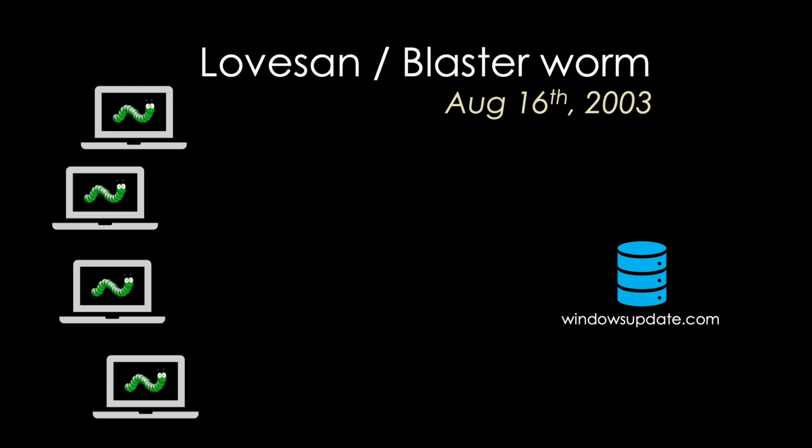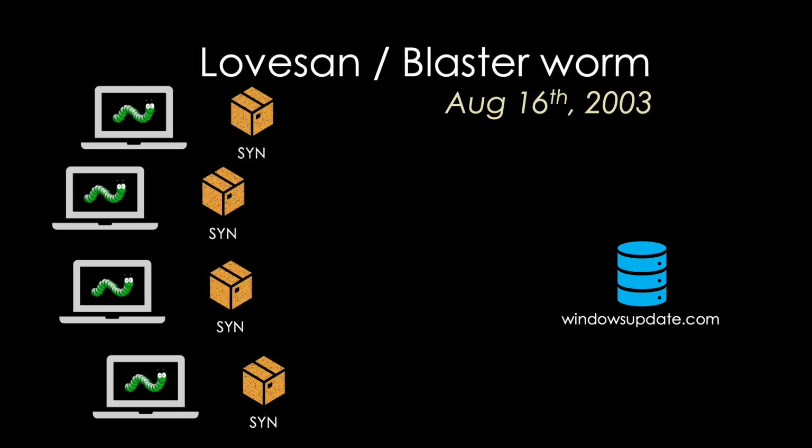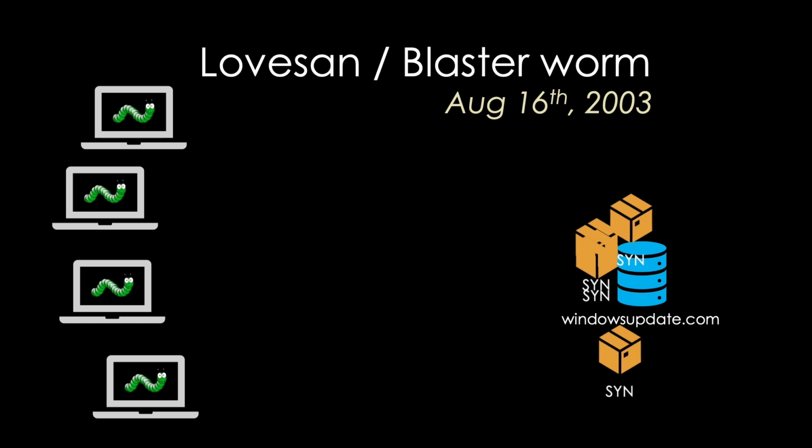Now on August 16th, 2003, all the infected PCs or hosts were sending simultaneous SYN packets to the Windows Update server, thereby crashing it. This is one example of a worm, which propagated, as I've said, through the network.